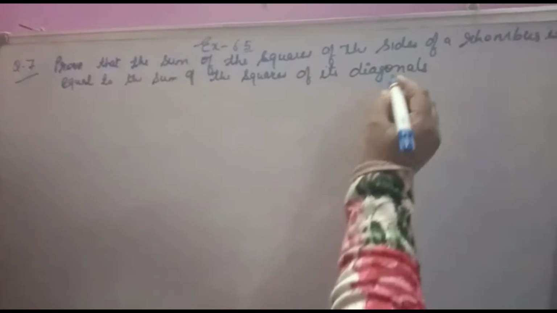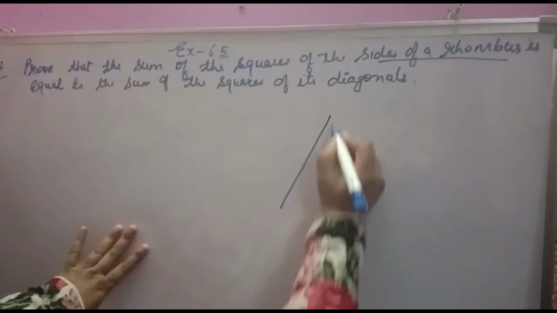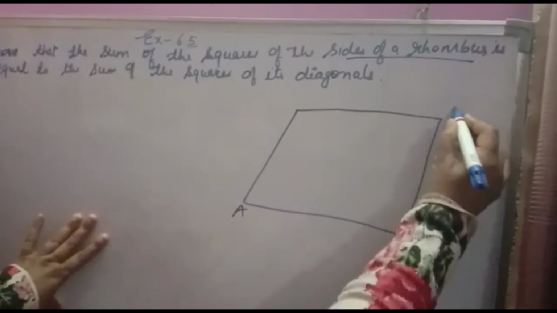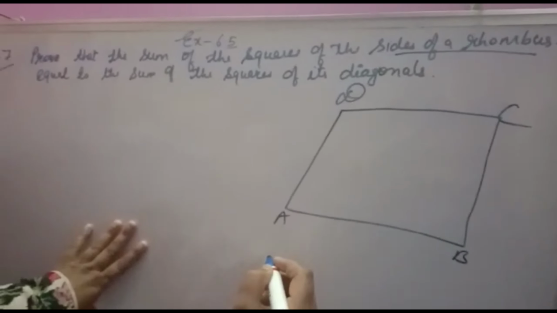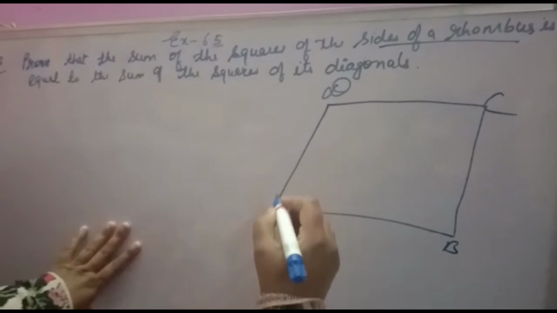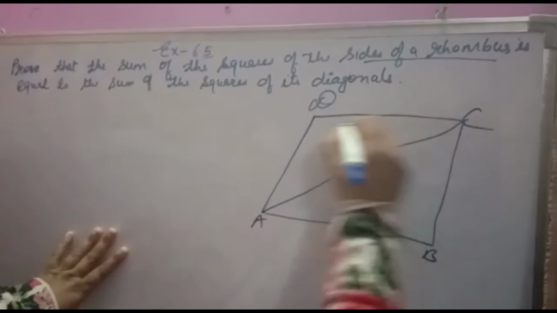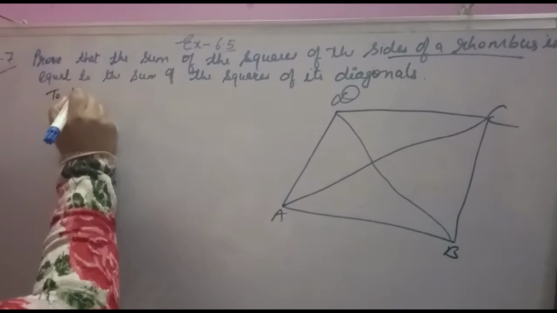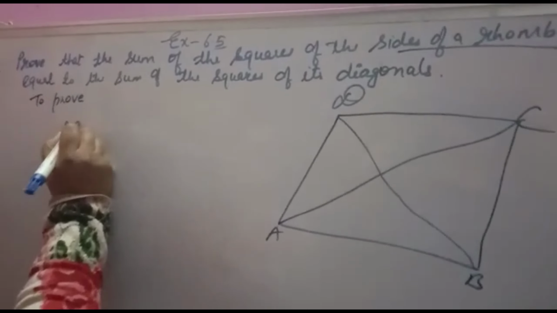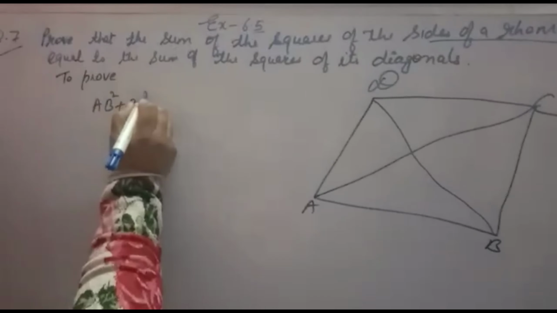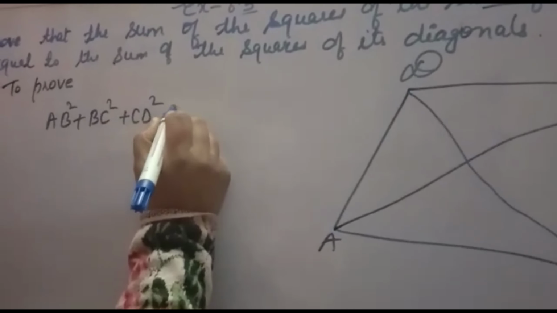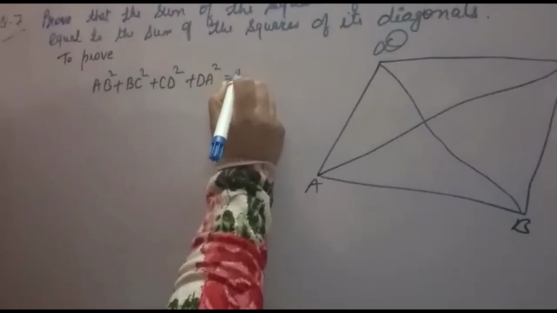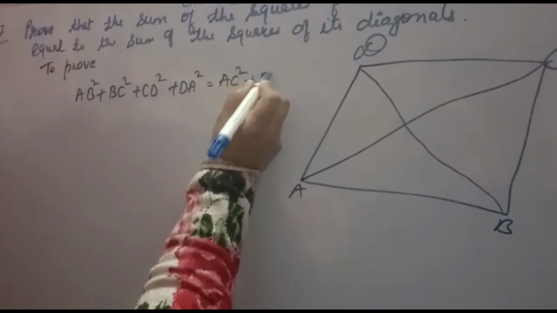Prove that the sum of the squares of the sides of the rhombus is equal to the sum of the squares of its diagonals. Suppose this is a rhombus. In a rhombus all sides are equal. So suppose ABCD is the rhombus. AC and BD are the diagonals. You have to prove that AB square plus BC square plus CD square plus DA square is equal to AC square plus BD square. Very important question.